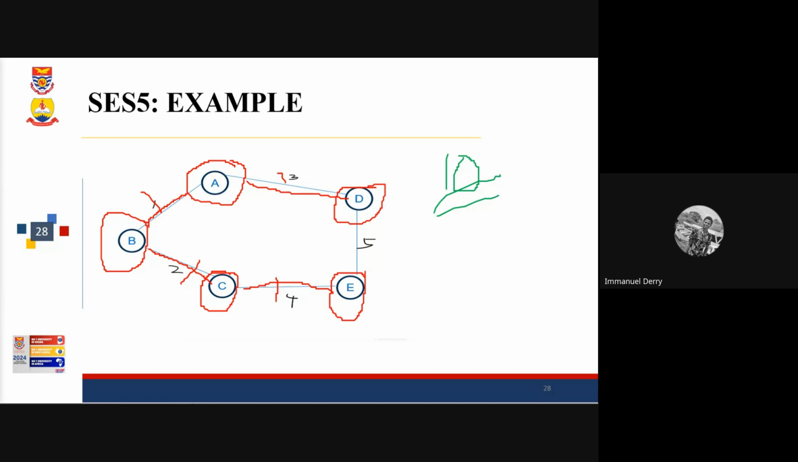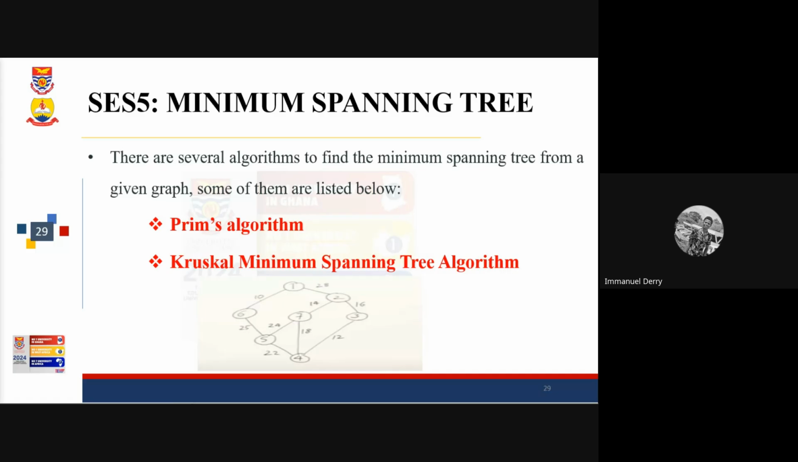Please, are we clear? So this is how the Prim's algorithm works. Please, are we clear? So that's how the Prim's algorithm works.